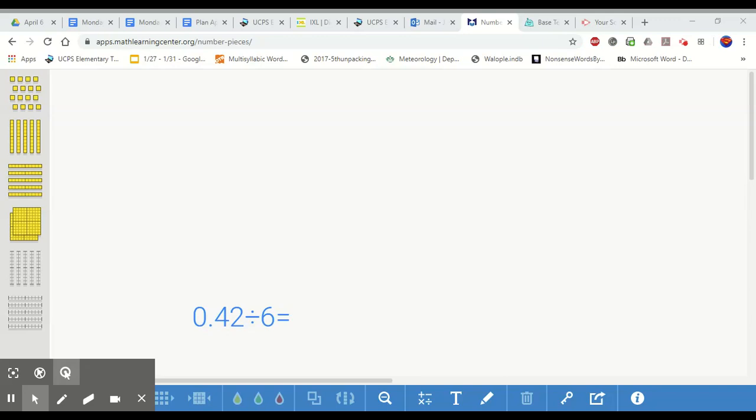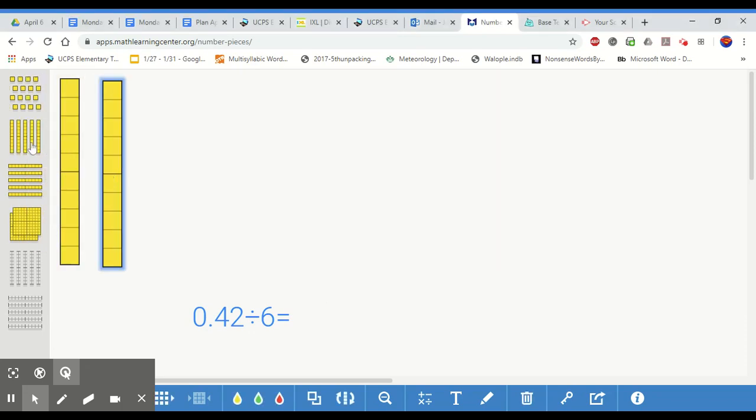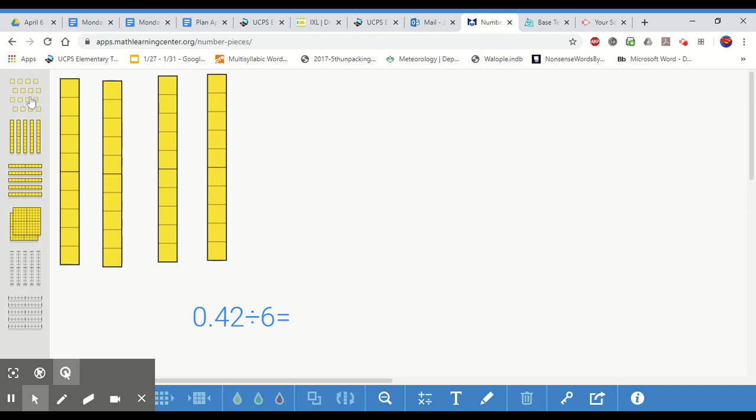Now you can use the virtual manipulatives at home the same way I'm doing it now, or you could also draw a picture. The nice thing about drawing a picture with it is you can do that on any test. You don't always have virtual manipulatives or something else with you. So the first thing I'm going to do is I built out the number that we have, 42 hundredths. I have 4 tenths and I have 2 hundredths. That makes 42 hundredths.